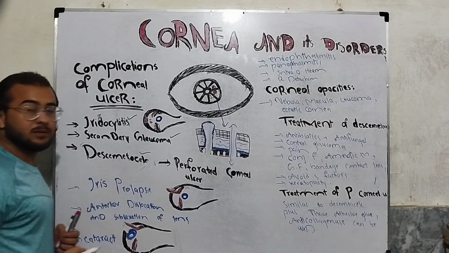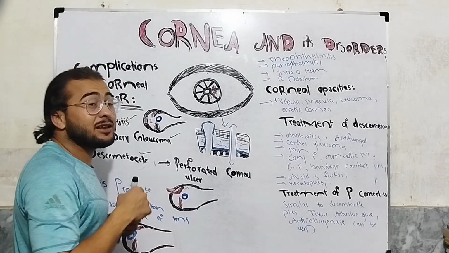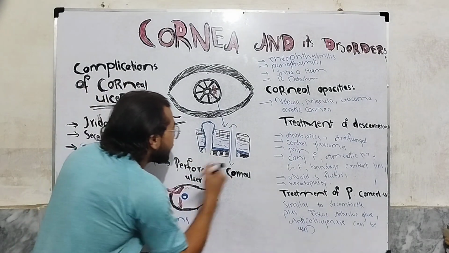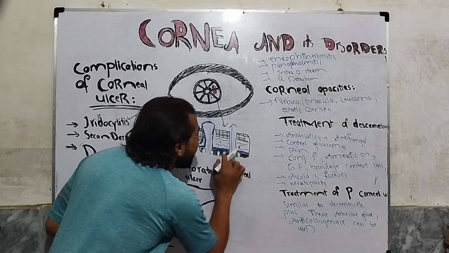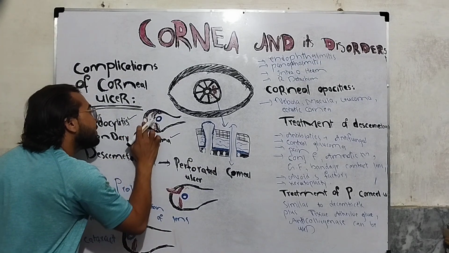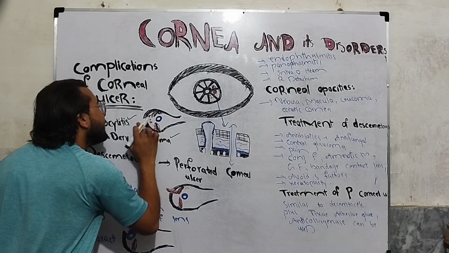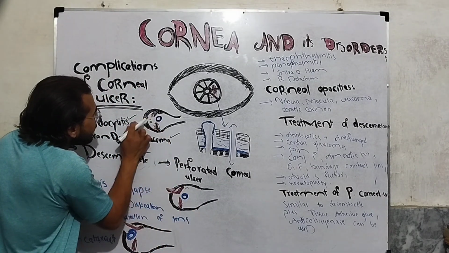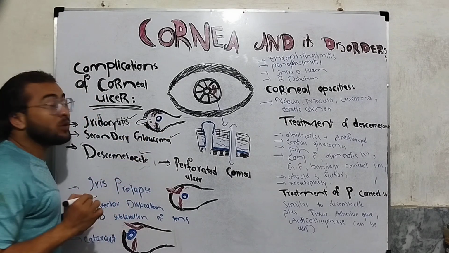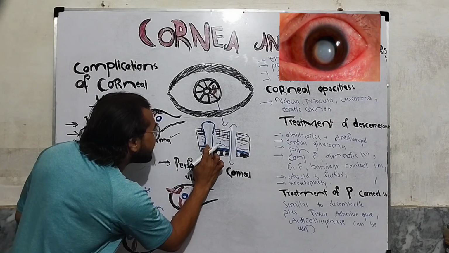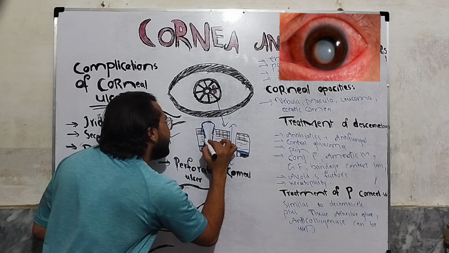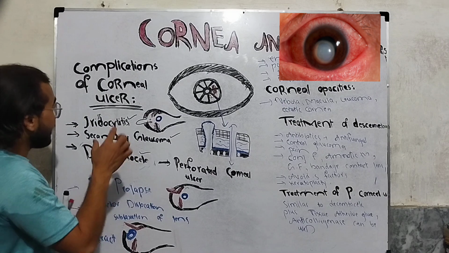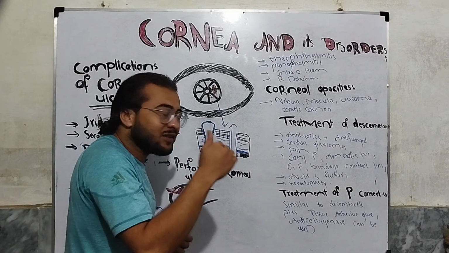Now, descemetocele. Descemetocele is when the ulcer is so severe that it has involved the entire thickness of the cornea and has reached up to the Descemet membrane. Okay, the ulcer has now deepened so much that it has reached the Descemet membrane. What will happen? This Descemet membrane will bulge out, which is called descemetocele. Okay, so the Descemet membrane has bulged out to the outside of the cornea, which is called descemetocele. Now, if this descemetocele is not managed in this stage, what will happen?